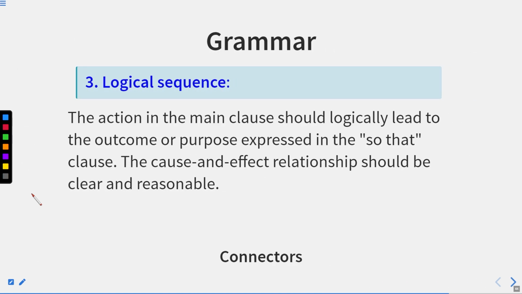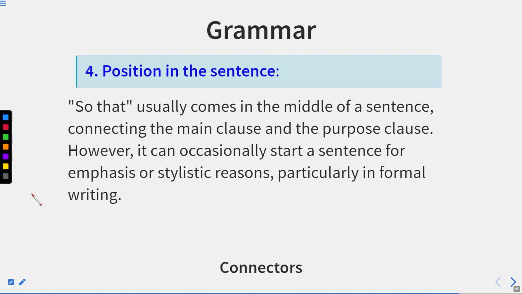We have already read this, but this is just to repeat the use of "so that" as well. The action in the main clause should logically lead to the outcome or purpose expressed in the "so that" clause. The cause and effect relationship should be clear and reasonable. It is not like that in the main clause you are showing some other action and the purpose that you are showing is not connected with that action. There the sentence will be incorrect.